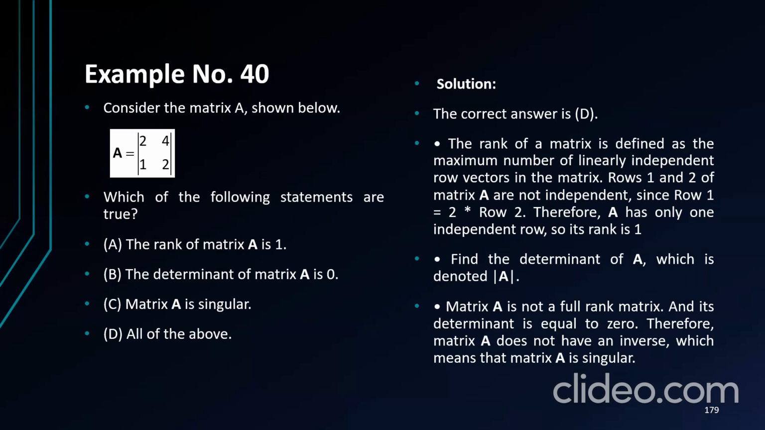Why? The rank of a matrix is defined as the maximum number of linearly independent row vectors in the matrix. Rows 1 and 2 of matrix A are not independent. So since row 1 is equal to 2 times row 2, therefore A has only one independent row, so its rank is 1. So tama yung letter A.